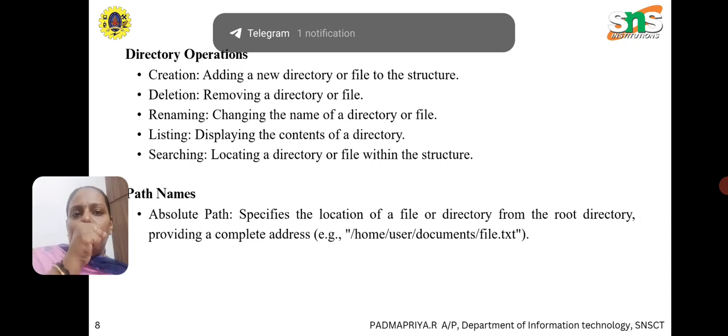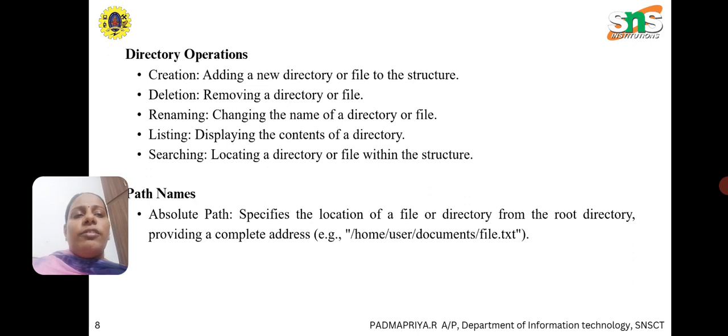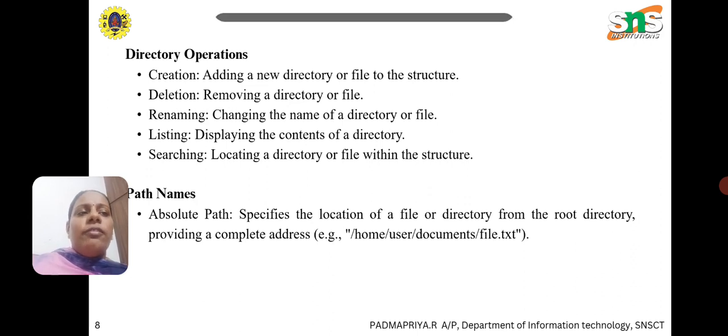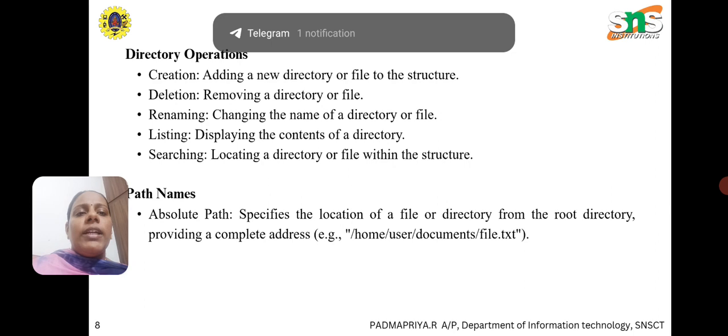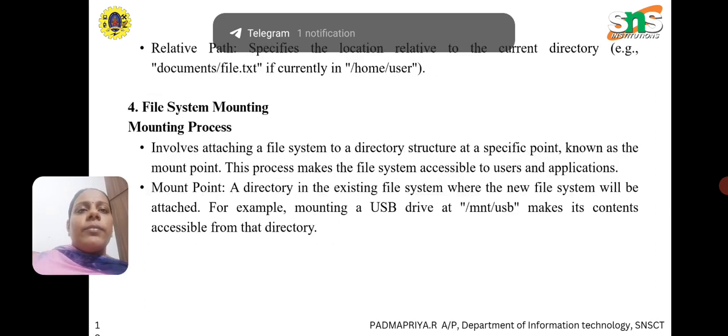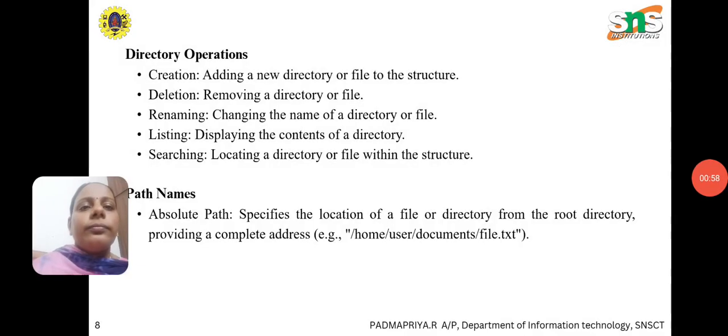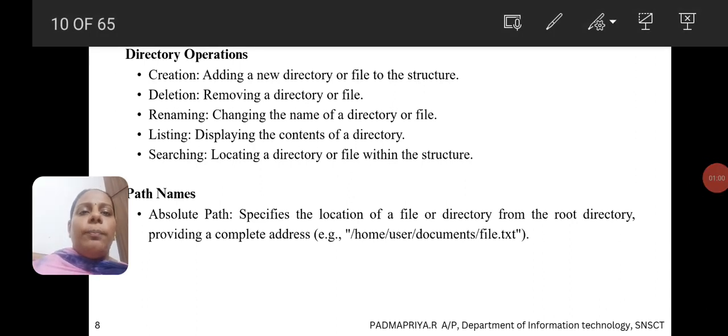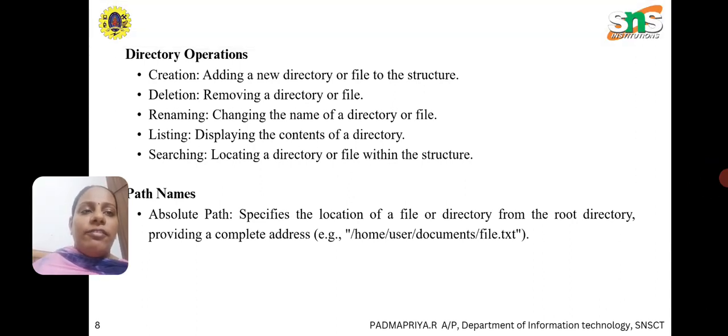Path name. Absolute path specifies the location of a file or directory from the root directory, providing a complete address. For example, home, user, documents, and inside of the documents it is a file. File in the sense, the file structure is a text file.